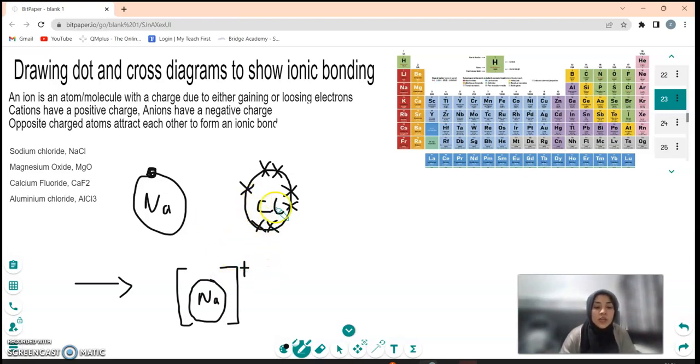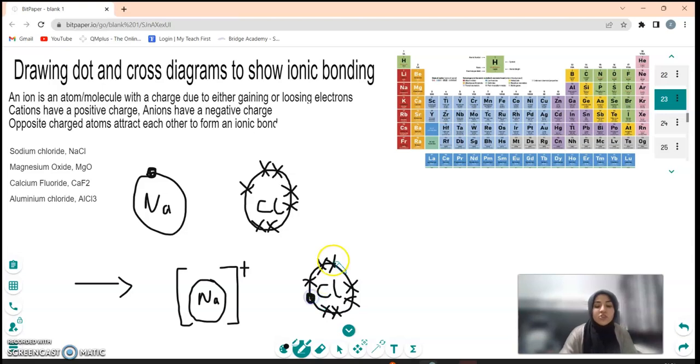So with chlorine, chlorine can accept this electron that sodium has given off. Okay, so when we draw chlorine out, we draw it in its original form. So we draw all its electrons. So that would be 3, 4, 5, and 6. And then we have the 7th one here. Because it can accept this electron, we are drawing sodium's electron as a circle.